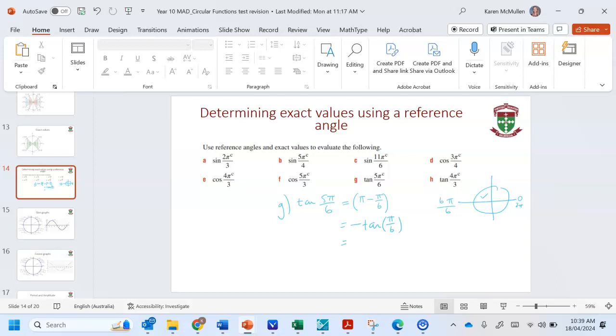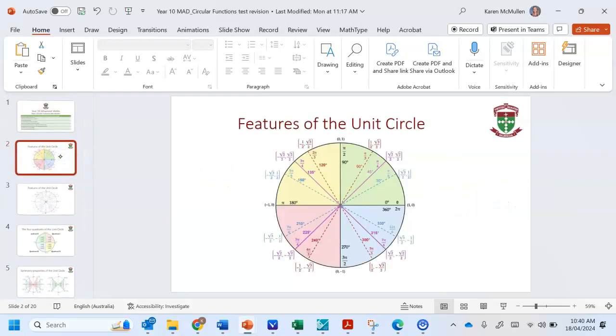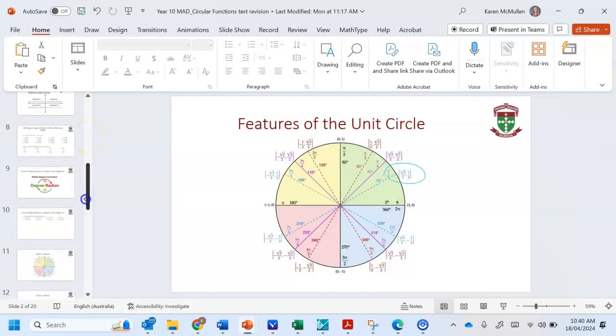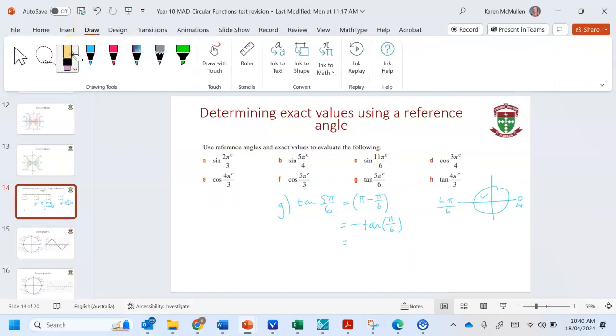Now this is where you need to remember your exact values. There are multiple ways you can remember them, and you can refer to your unit circle. So here we're doing pi on 6, and we're looking at these values here, root 3 on 2 and a half. That means cos is equal to root 3 on 2 and sine is equal to a half. And remember that tan is equal to sine over cos.